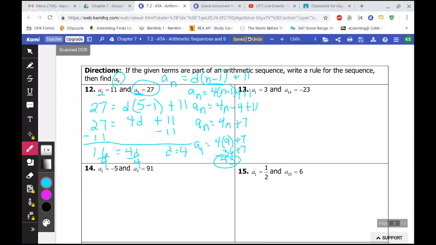All right. So we'll plug in negative 23 equals d. And then this time we're going to have 14 minus 1 because that's the distance between this term and this term. And then plus 3. Negative 23 equals 13d plus 3. So we'll subtract 3 from both sides.